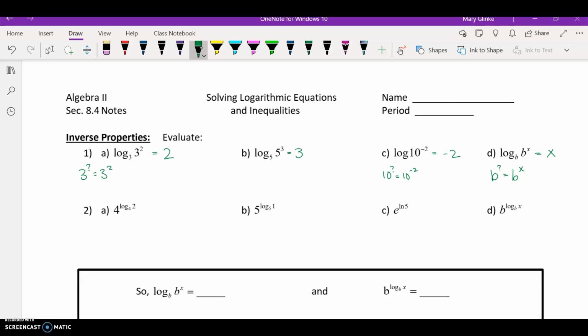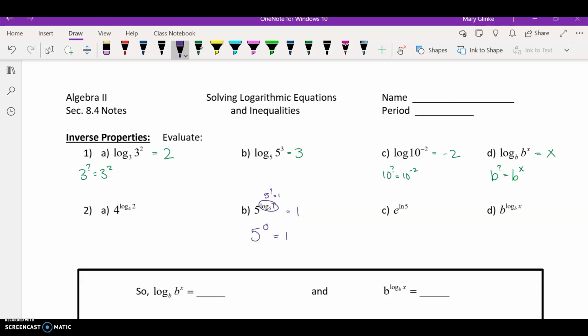So for part 2, we're going to do the same idea where we're trying to figure out all of these. We're going to start with B and C because those ones are a little bit nicer to conceptualize what's happening here. So for B, 5 to an exponent here. This exponent was log base 5 of 1. So that exponent itself is saying 5 to what power equals 1. So that exponent itself is 0. And so when we do 5 to the 0 power, we end up getting 1 back out.